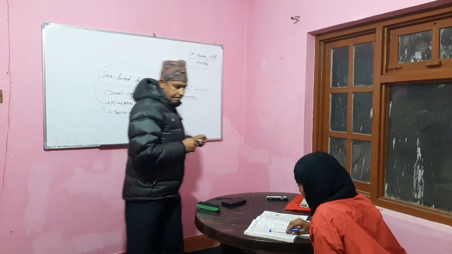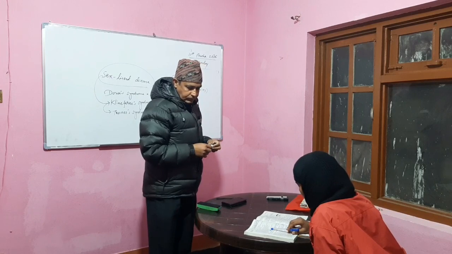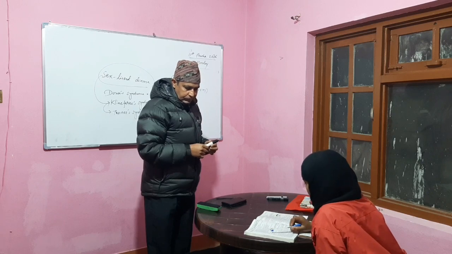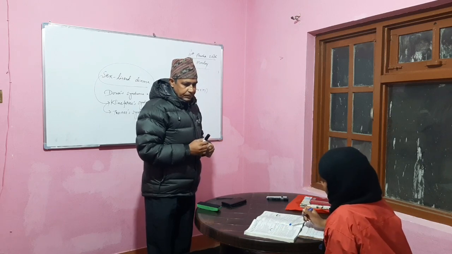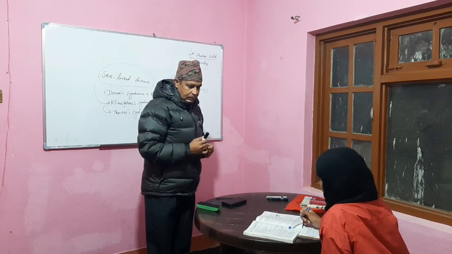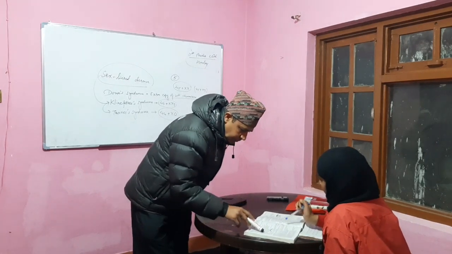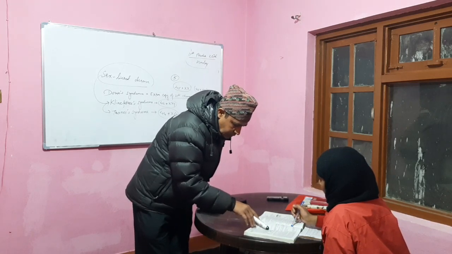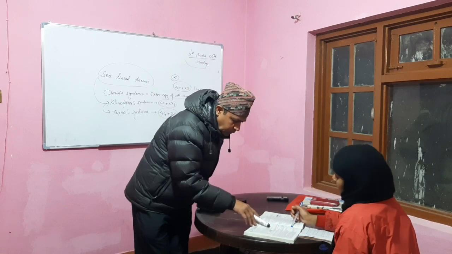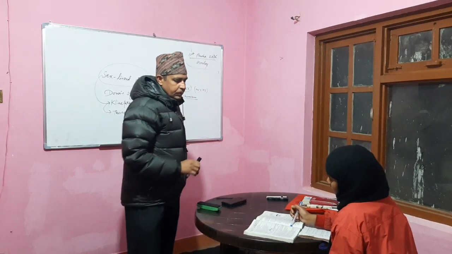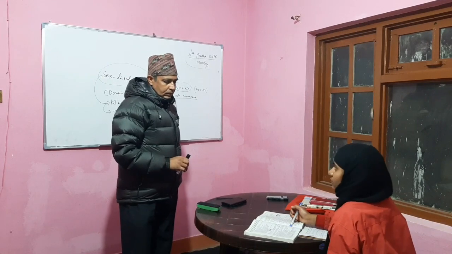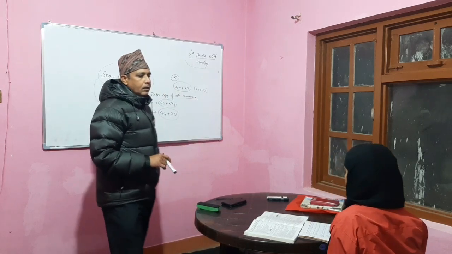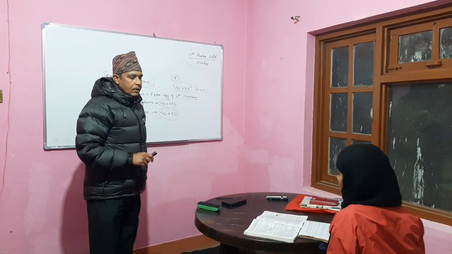Another one is: name the common method of sexual reproduction that occurs in each of the given organisms. The time now is 5:20. So how does Hydra reproduce? Hydra, and what is next?